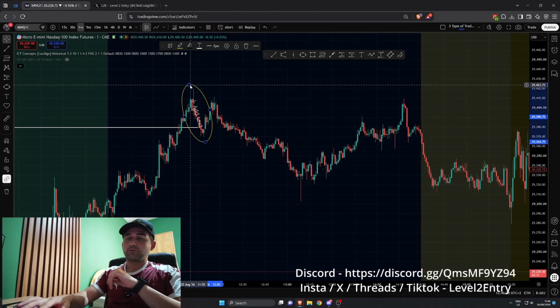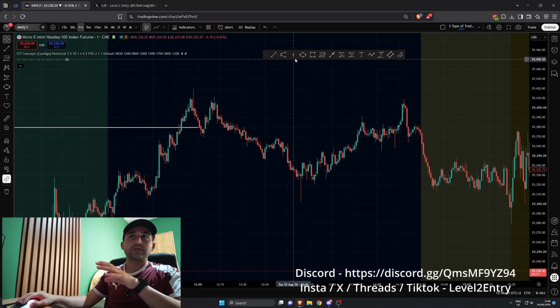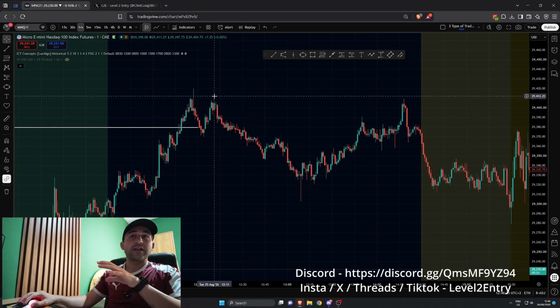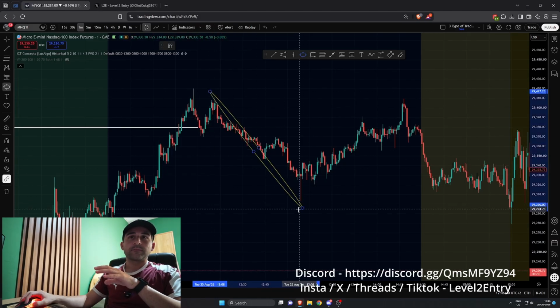We just need to notice that then price started to retrace, and then it made a bearish leg, this one here.